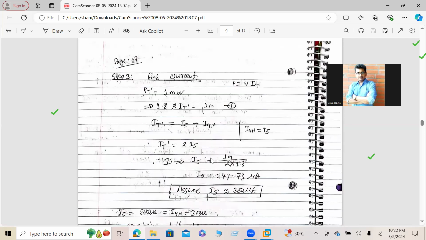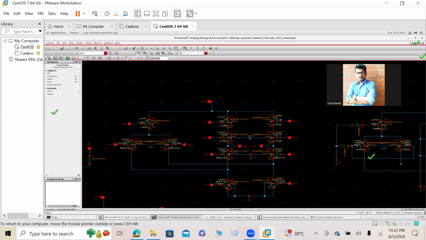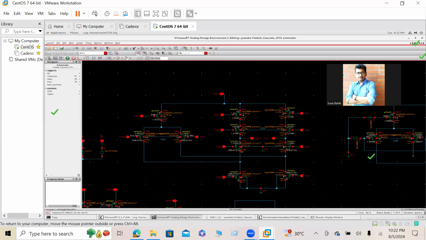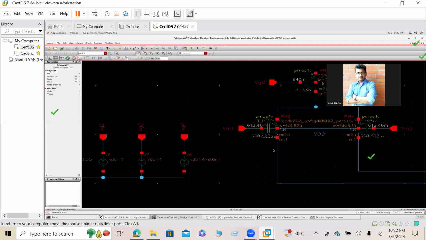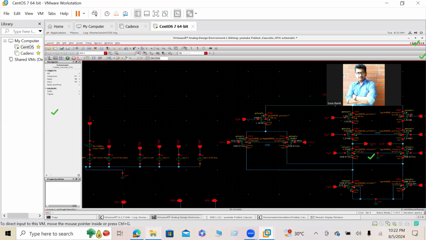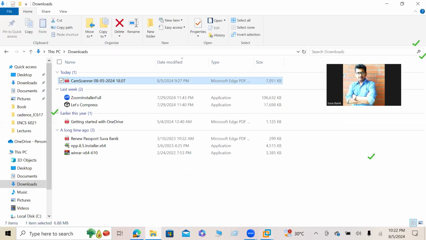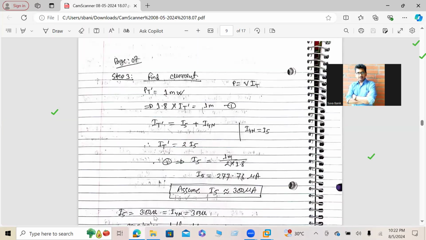So now we need to find the current. Which current? The current flowing through this cascode branch, and the current flowing through this differential branch. We need to calculate it. How can we calculate it? We can calculate it from the power. So we assume here power is 1 milliwatt.